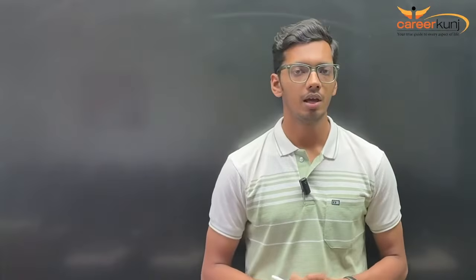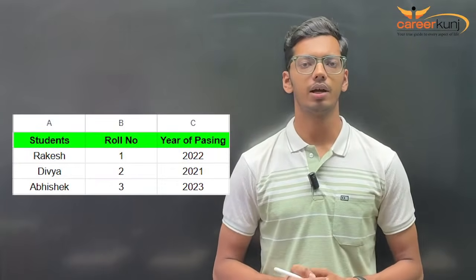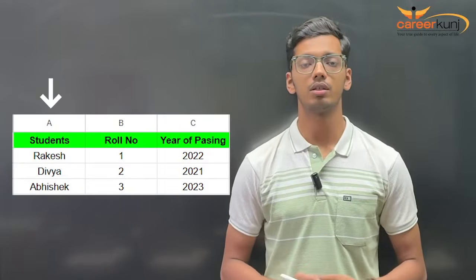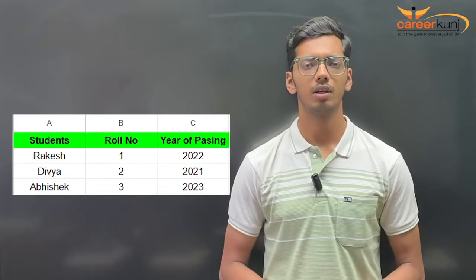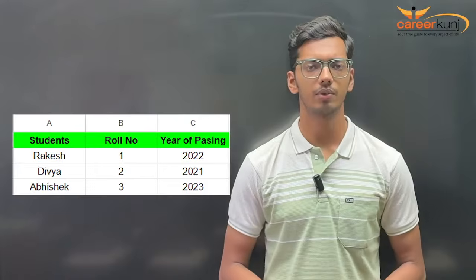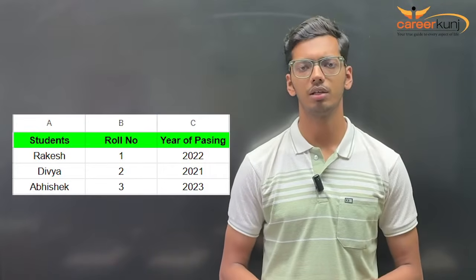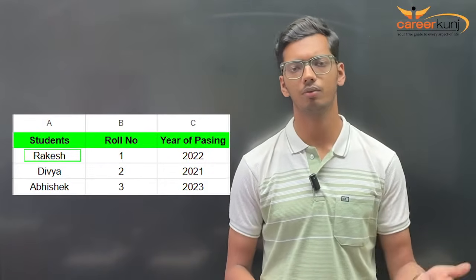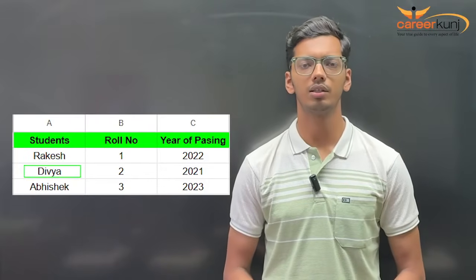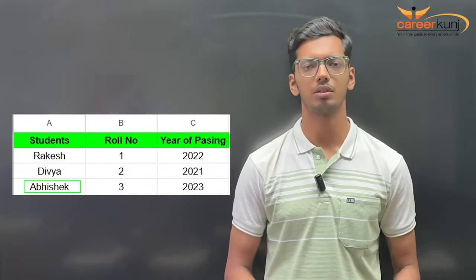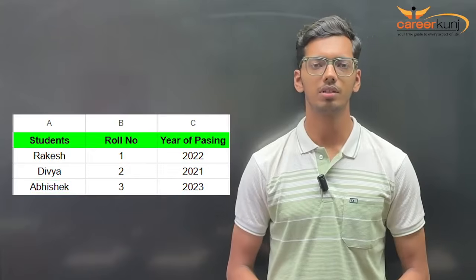Okay, let's begin. On my screen, you will be able to see one Excel file. It has the first column as, let's say, student, the second column as roll number, the third column as year of passing. Let's only take three columns as of now and also take three students. I will take the first student as Rakesh, for example. The second student will be Divya. The third student will be Abhishek. I will consider my name. Now we have this data.